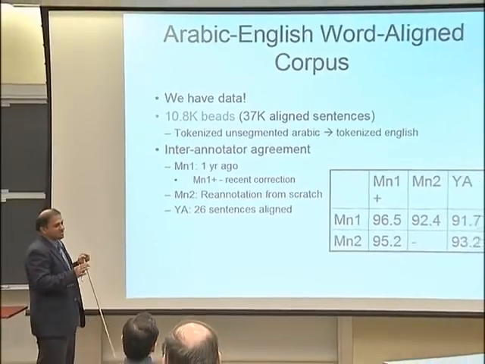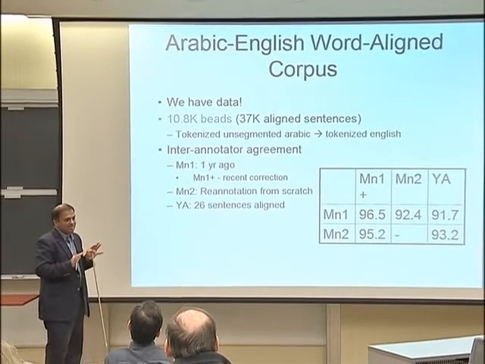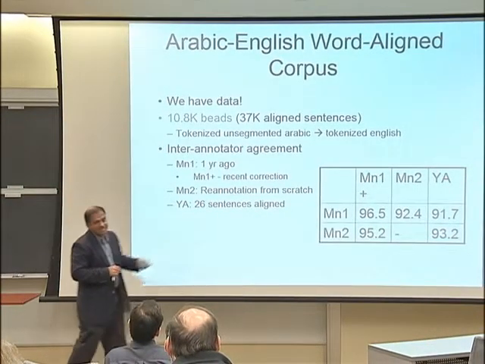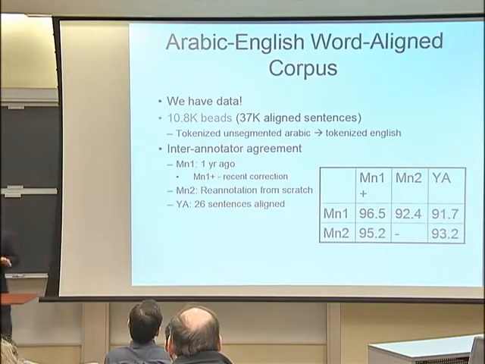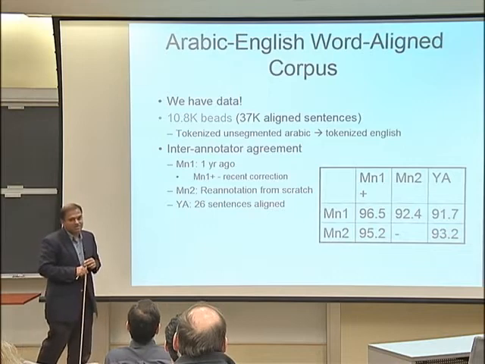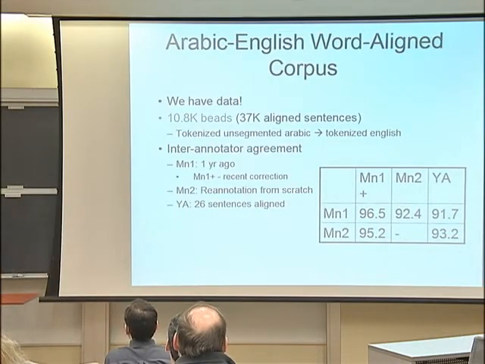But if he starts from scratch and does the sentences without any alignment help, then he's not very good. He's 92.4 and kind of matches the inter-annotator. So it seems like for word alignment, at least, the low 90s is what's possible in terms of agreement rates.